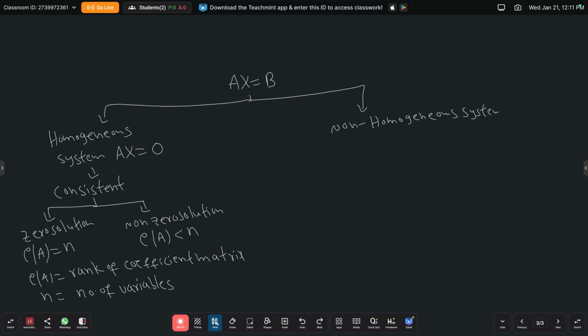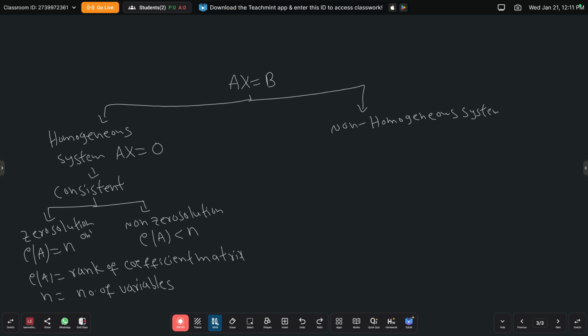Now coming to the homogeneous system. If all the constants on the right hand side are 0, that means the constant column matrix is 0, then we say that the system is a homogeneous system, Ax is equal to 0. Okay, so a homogeneous system is always consistent. It will always have the 0 solution. In some cases, it may have a non-zero solution also.